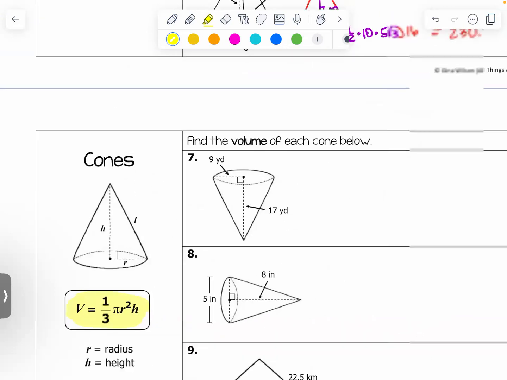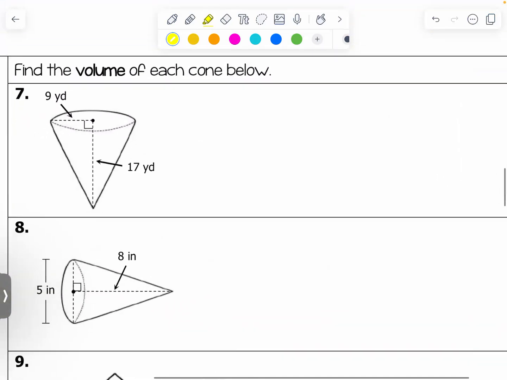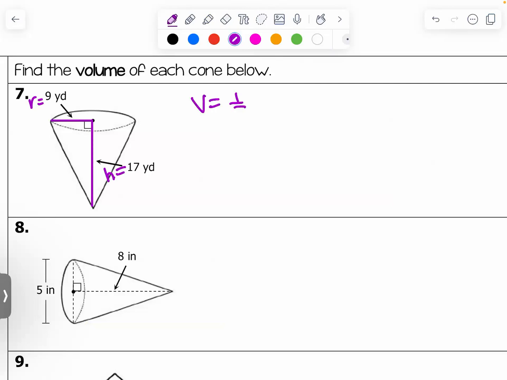Okay, so we'll start off easy with number 7. What does 9 stand for? Our radius. And what about 17? 17 is our height. Notice how the height of the cone goes from the center of the circle to the vertex of the cone. So volume is 1/3 pi r squared h. In your calculator, you're going to put 1 divided by 3 times pi times 9 squared times 17.